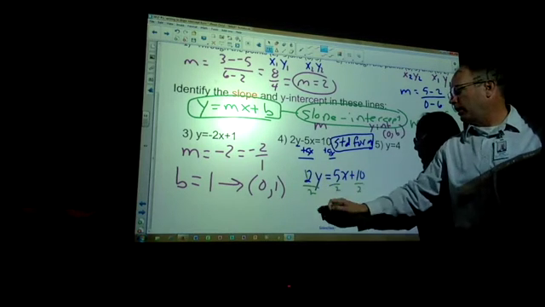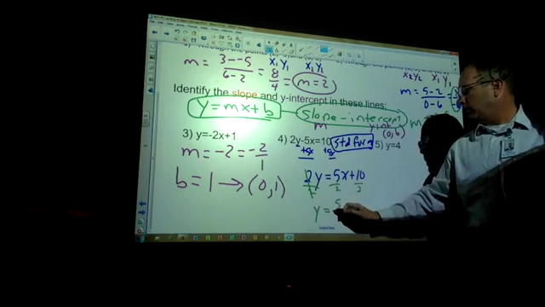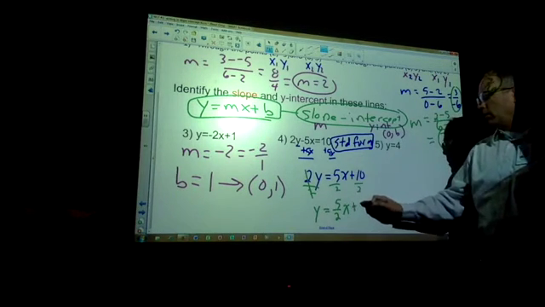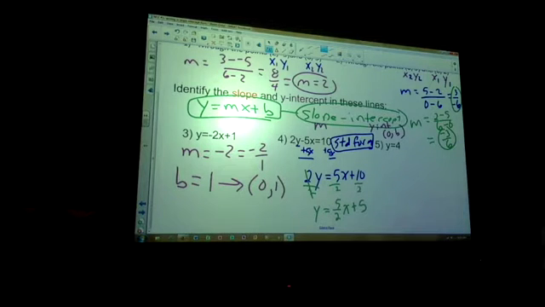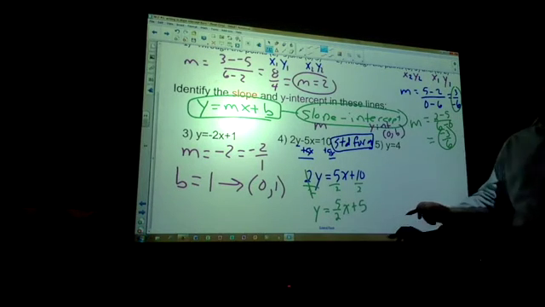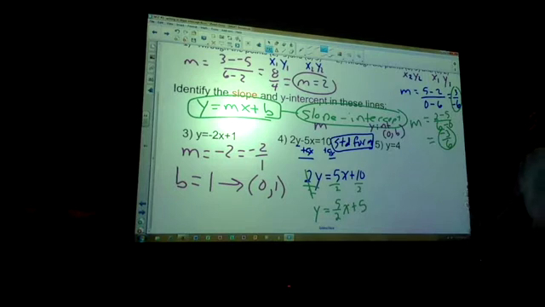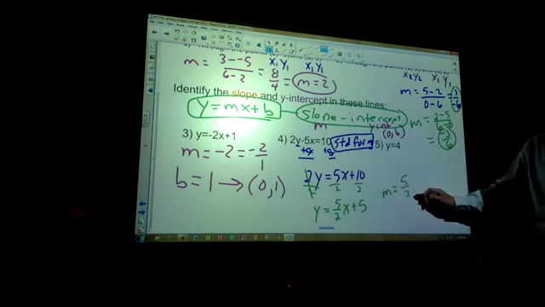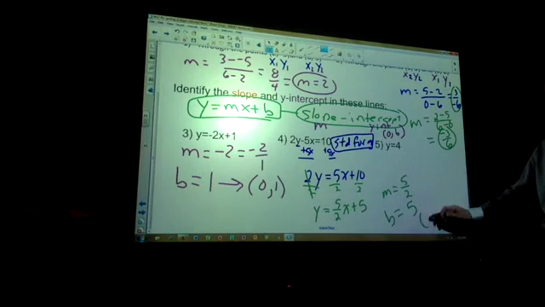Reduce where you can, so cancel. Can I keep it as an improper fraction? Yes. For the slope, I just got negative, because I covered. Okay. I'm going to eventually show you how to get the slope when you do the cover method. What's my slope here? 5 over 2. What's my b value? 5. Which as a point is what? 0, comma 5, because that's where it crosses the y-axis.